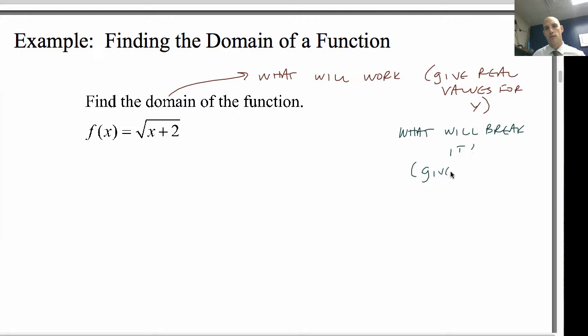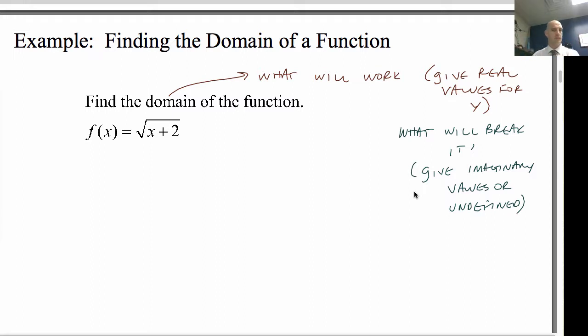Meaning give imaginary values or undefined. Okay, so if you find something that's supposedly in the domain that gives an imaginary value, a complex value, or makes the function undefined, meaning like a divide by 0 or something like that, then that's not in the domain, so we have to eliminate that.